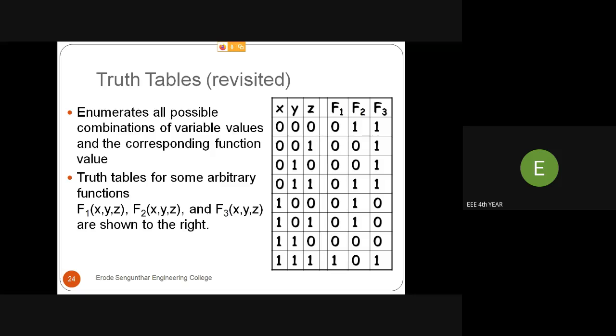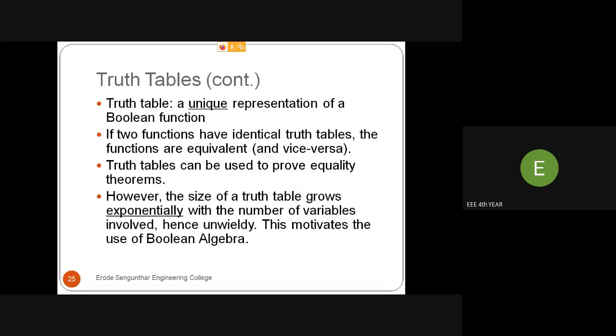Now see the functions f1 of x, y, z, f2 of x, y, z, f3 of x, y, z, written for different function values. A truth table is a unique representation of a Boolean function.